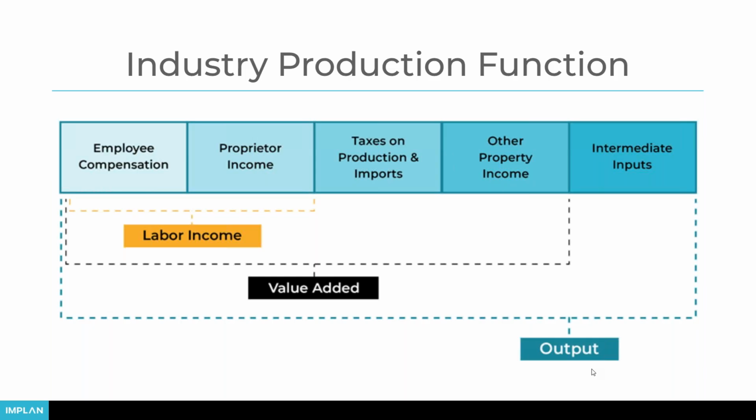Most industries have employees or owners, and they pay them labor income. They also pay taxes and realize profits, which is OPI, other property income. These 4 combine to give us the value-added portion. In addition to the value added, industries also spend money on intermediate inputs, all of the goods and services that they need to produce their own goods. Each industry in every region, whether it be county, state, or zip, has its own unique Leontief production function, or LPF.